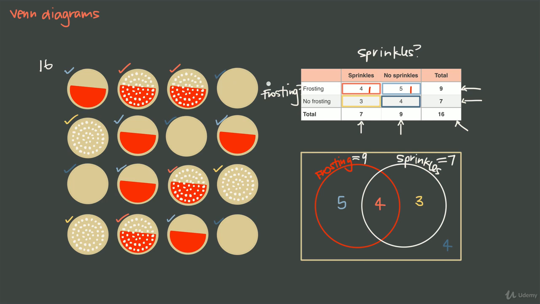And you could just keep going, tallying up your items until you get totals here, and you can see that you have 4 cookies here with both frosting and sprinkles, or 5 cookies with frosting but no sprinkles. Once you get that body of your two-way data table built, then you can create these totals if you want to, and you can express all of the data from your two-way data table in a Venn diagram like this one.